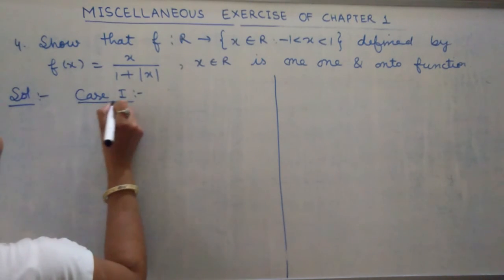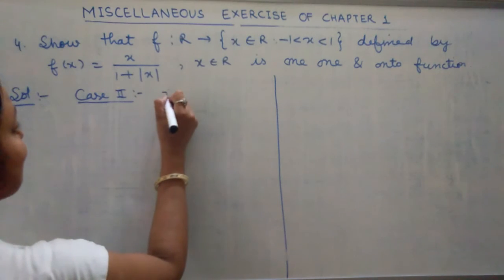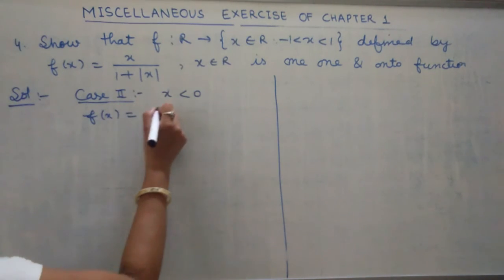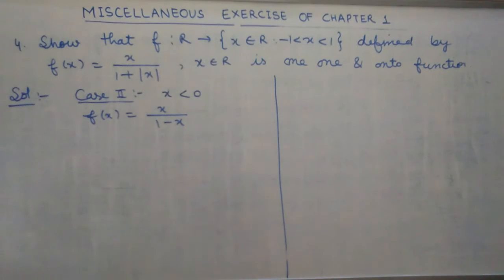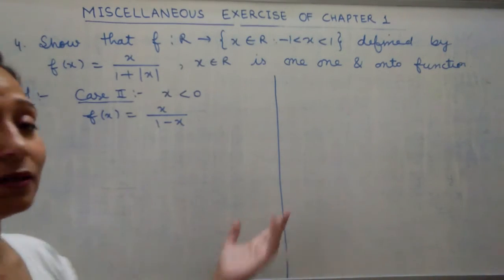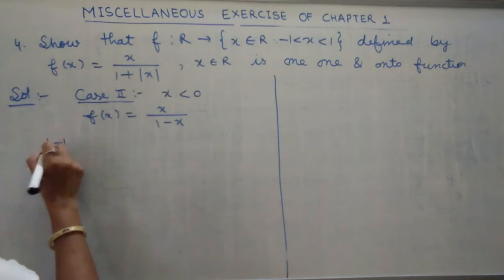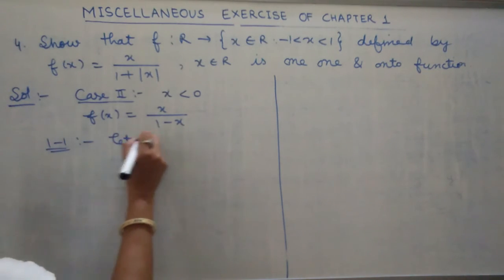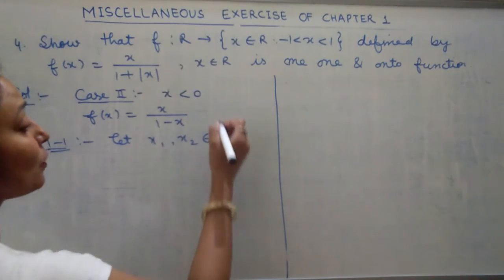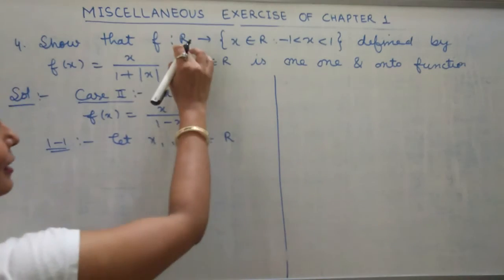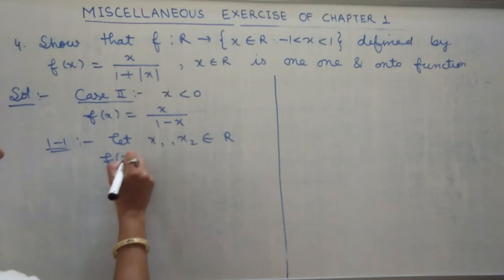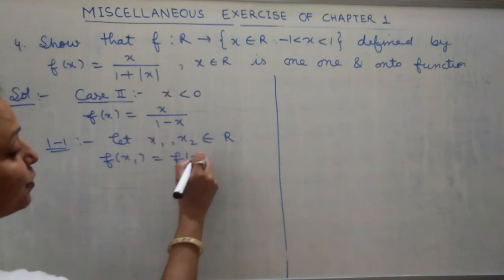That is case 2, x less than 0. When x is less than 0, f(x) is equal to x upon 1 minus x. Got it? Now I will do the question in the same manner. First, one-one. Let us suppose x1 and x2 both belong to the set R, the set of all real numbers. f(x1) equals f(x2).